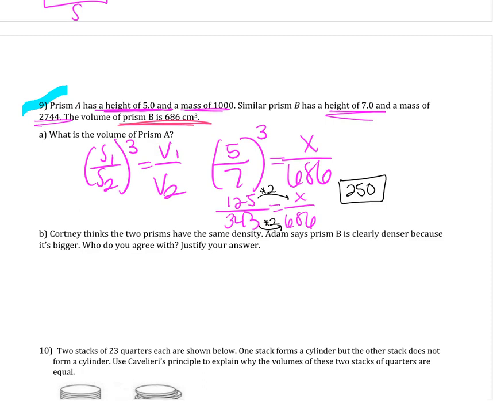All right, so Courtney thinks that the two prisms have the same density. Adam says prism B is clearly denser because it's bigger. Who do you agree with? Well, density is calculated by mass divided by volume. So for prism A, they have a mass of 1,000. And we just found the volume of prism A to be 250.